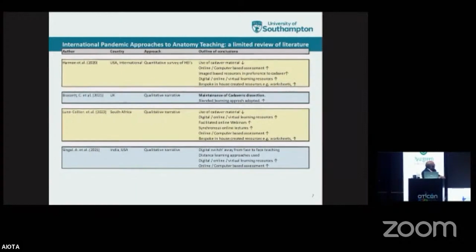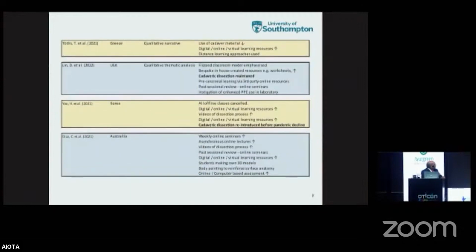And in the UK also, as you can see, maintenance of cadaveric dissection, the blended learning approach, that is what we used. So India, USA, and another country, Greece for example, use of cadaver materials. Now everywhere, in all the countries, there are no cadavers, because they may not be available or there is a shortage of cadavers. So everything has gone down. And what has increased? Digital, online, virtual learning methods. Of course, that is the only method available to teach. So this has all gone up. Distance learning is again used.